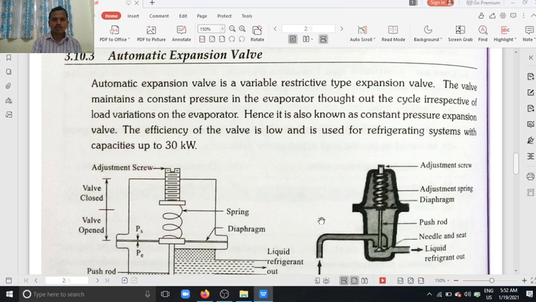Next, the expansion valve. The automatic expansion valve belongs to the variable restrictive type. It controls the flow and quantity, regulates and meters the flow based on the load of the evaporator. It is generally used up to 30 kilowatts capacity.